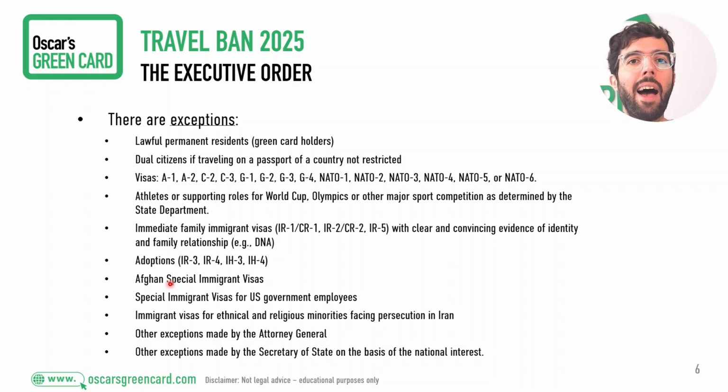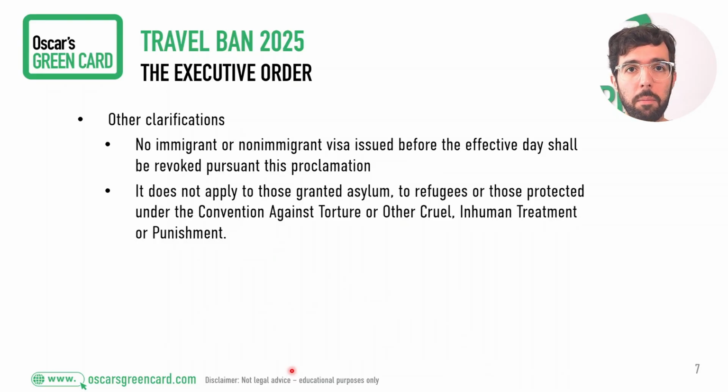Adoption visas, Afghan special immigrant visas, special immigrant visas for US government employees, immigrant visas for ethnic and religious minorities facing persecution in Iran, other exceptions made by the Attorney General and other exceptions made by the Secretary of State on the basis of national interest. So all of these are exceptions to the list of countries we're going to see.